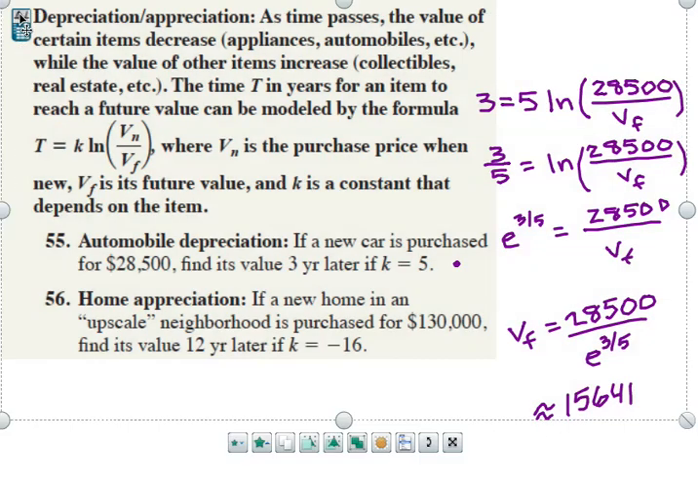All right. So there's the depreciation. The home one's also, my favorite part about the home one, you guys read what the question is for 56 that you guys have to answer?